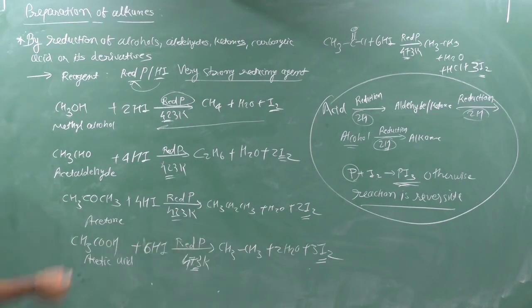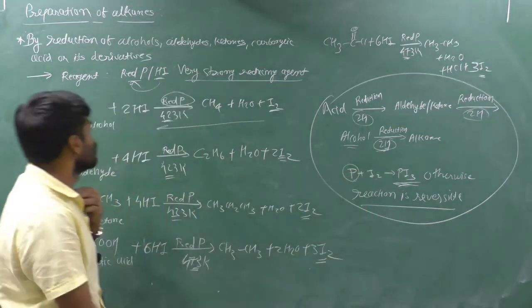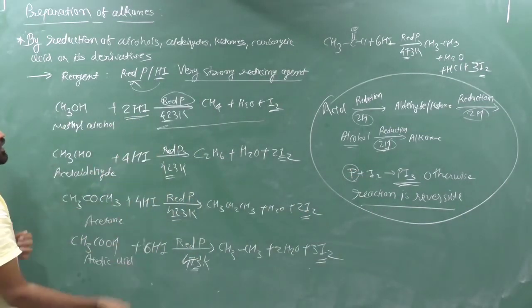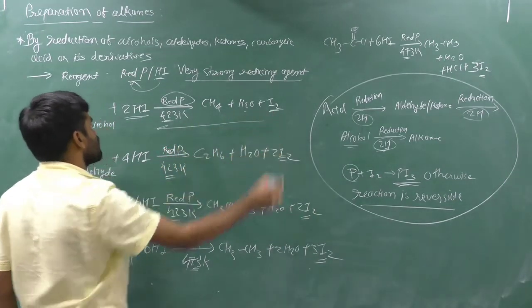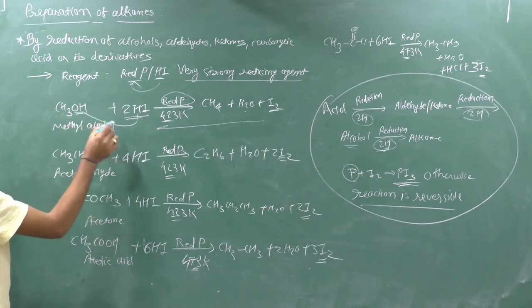Clear? First of all, you have CH3OH, methyl alcohol. For conversion of alcohol, how many moles of hydrogen are required? 2. Therefore you can use 2HI. It gives CH4 plus H2O plus I2.